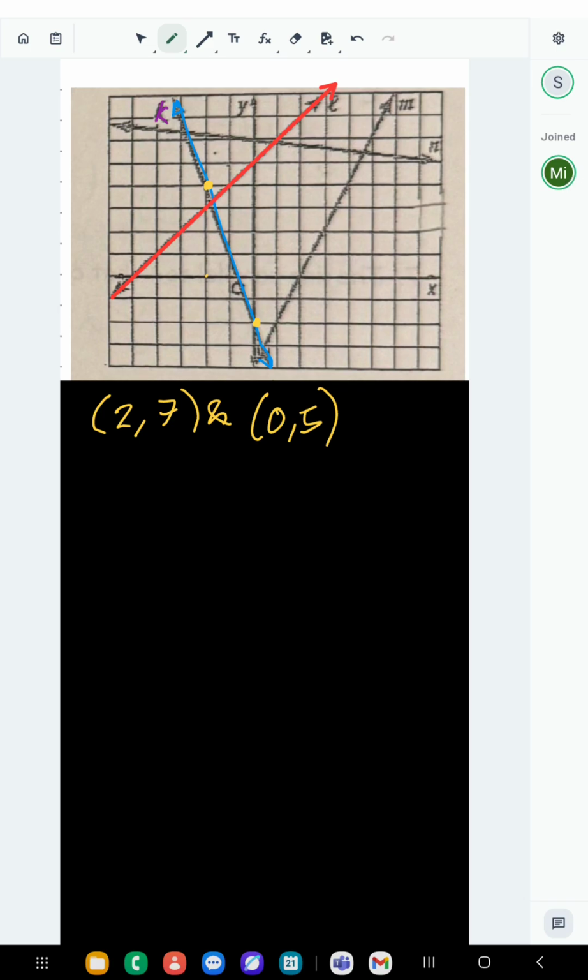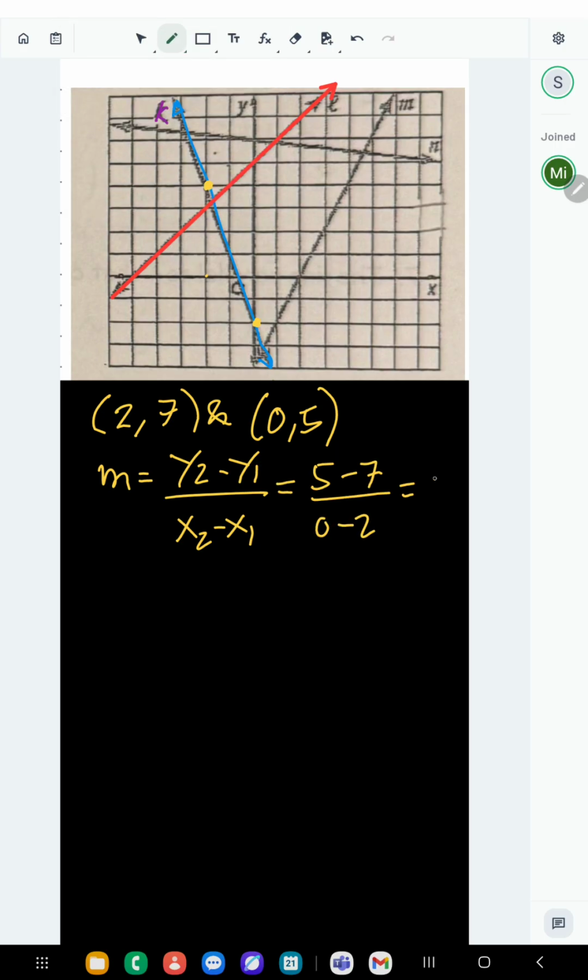Okay, then we can solve for the slope. y sub 2, y sub 1, x sub 2. I forgot you cannot write on your phone, right? So you cannot write on your phone. Solve for the slope. Slope is y sub 2 minus y sub 1, so 5 minus 7 over 0 minus 2. This is negative 2 over negative 2. So slope is 1. Okay.